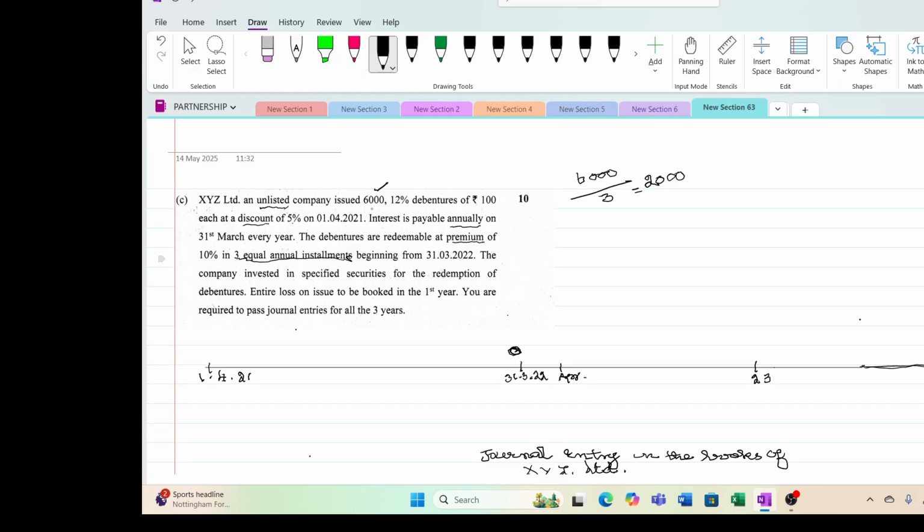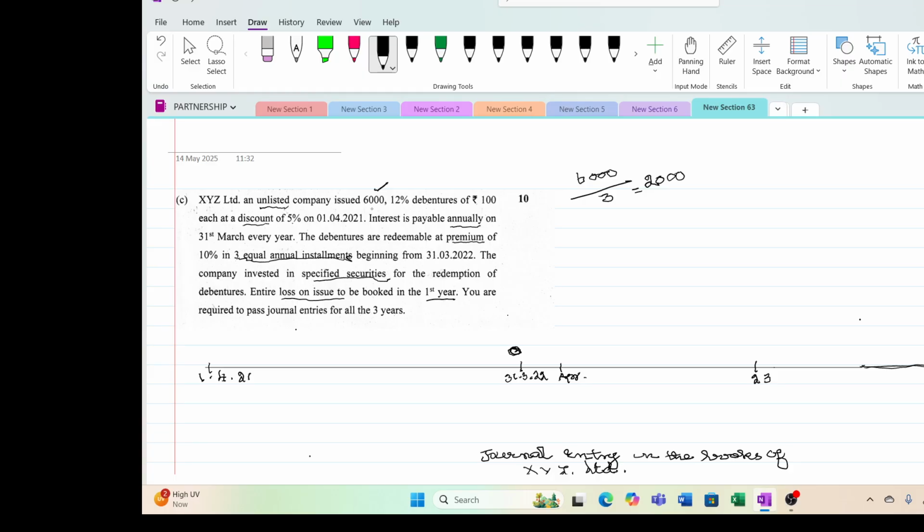Okay, the company has invested in specified securities for debenture redemption reserve, that you know that you have to invest 15%. Okay, entire loss on issue. This entire loss is to be booked in the first year itself. It is not to be bifurcated in the 3 years. You have to book the loss in the first year itself. You are required to pass journal entries for all the 3 years.